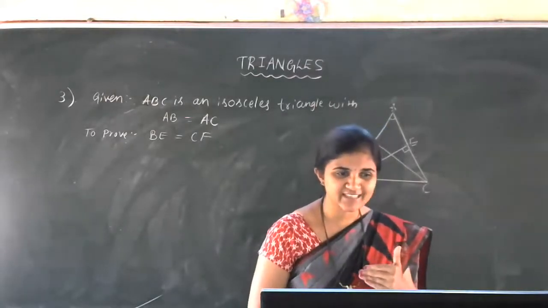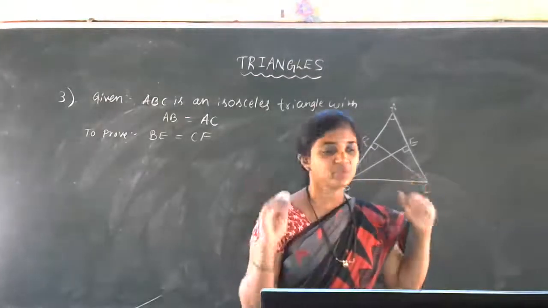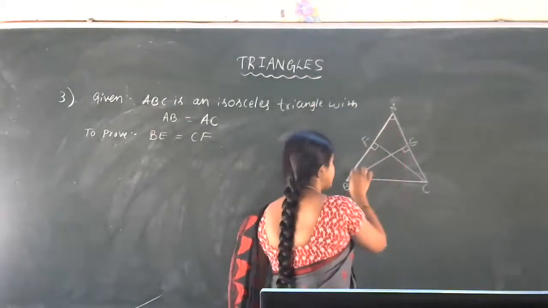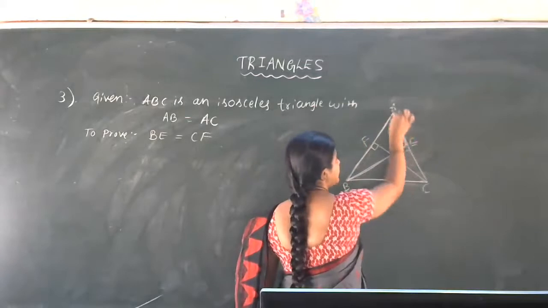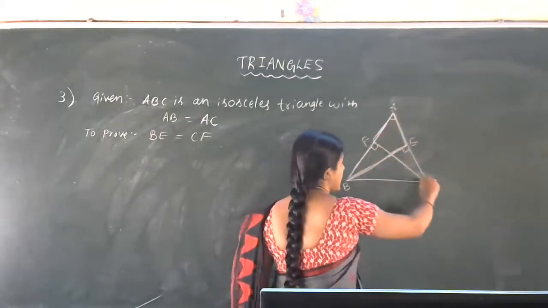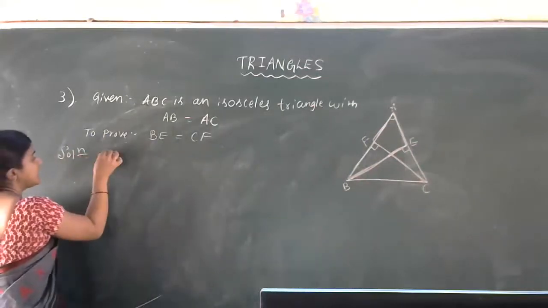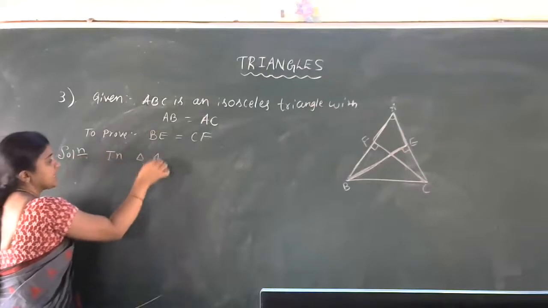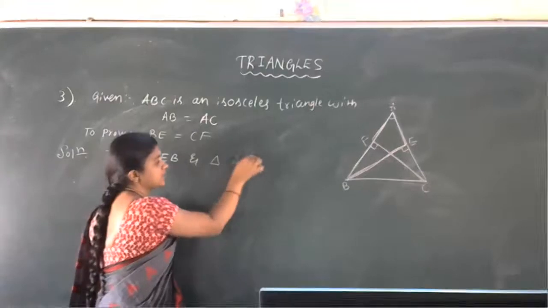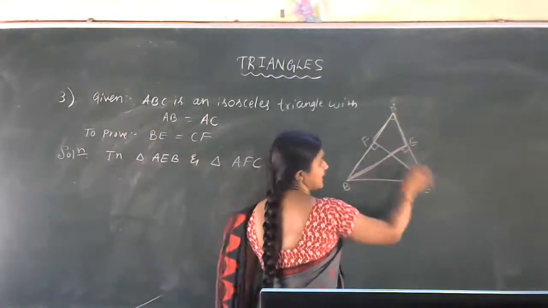So which one are we going to take now? Which two triangles? We don't want to apply that property; we are going to take the direct method. If you want to do the direct method, then you have to choose this one, like the example problem: triangle AEB and triangle AFC. Let us start the solution part. In triangle AEB and in triangle AFC.